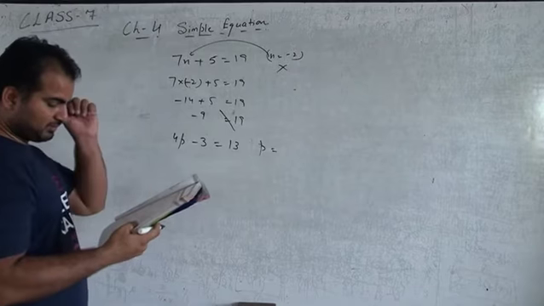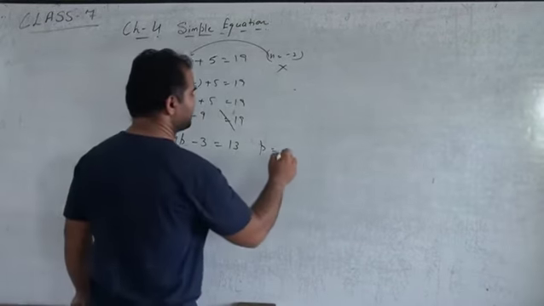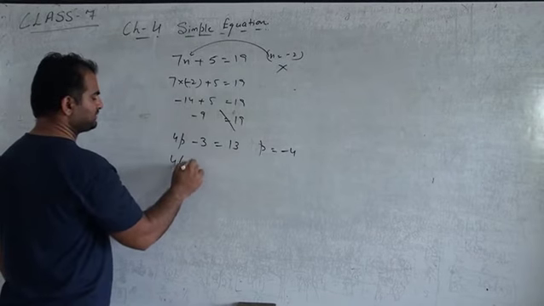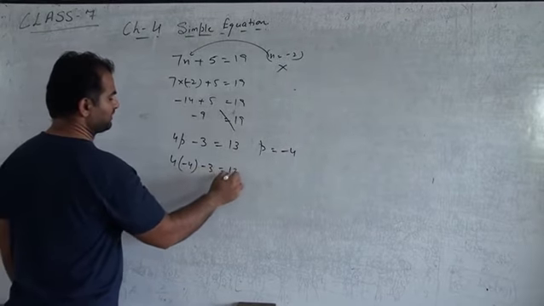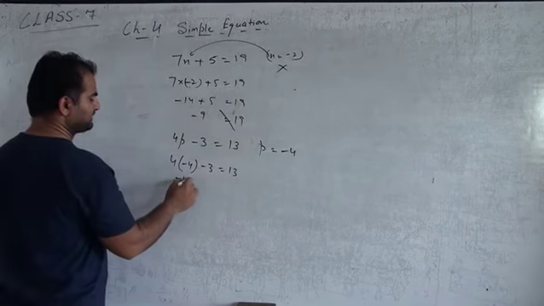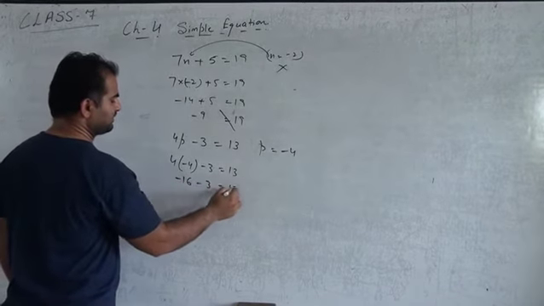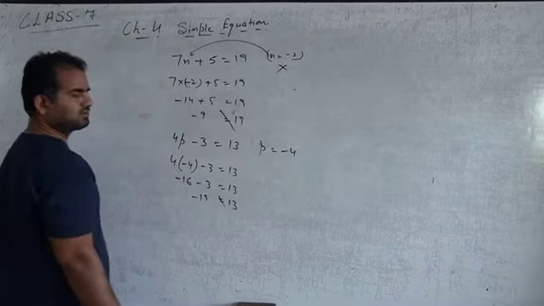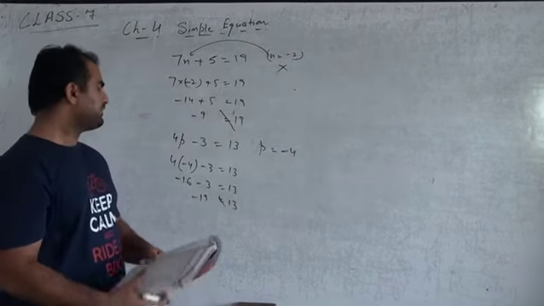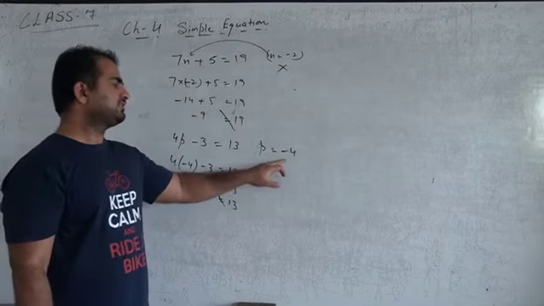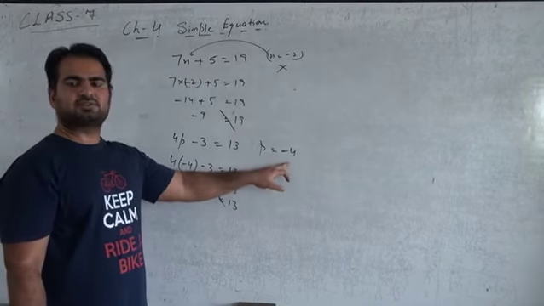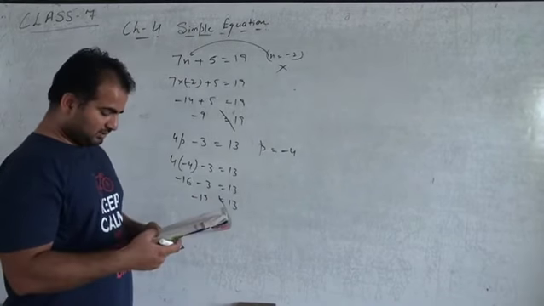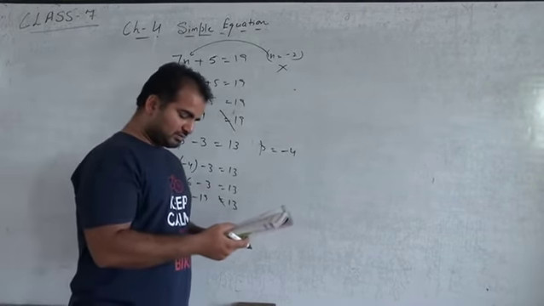P is equal to minus 4. Yes, we have to place minus 4. So it will be 4 multiplied by minus 4 minus 3 equals to 13. 4 into 4 it will be minus 16. Minus 3 equals to 13. It will be minus 19 equals to 13. So it is also not possible. And if it is not possible, it means P is equals to minus 4 is not satisfying the equation. So in this equation, what we have to do?